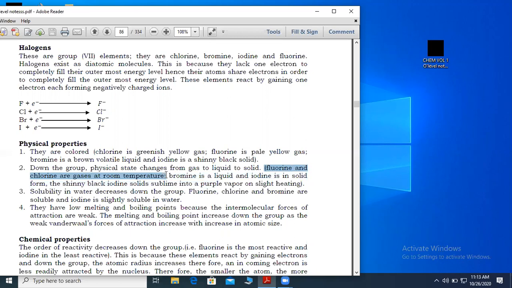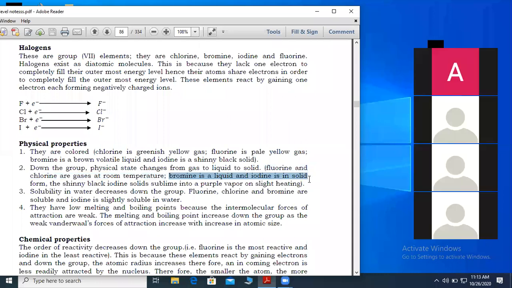Fluorine and chlorine are gases at room temperature. Did I ask for a gas? No. I asked for which one is a liquid and which one is a solid. So fluorine and chlorine are already out of the picture. Bromine is liquid and iodine is solid. Any more questions? The question is already answered.